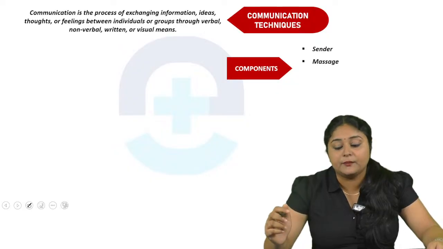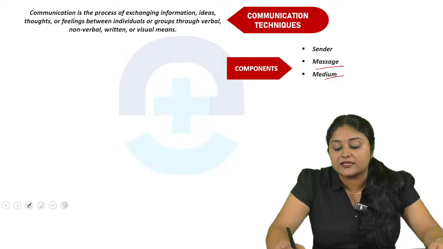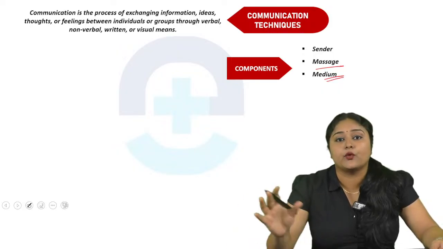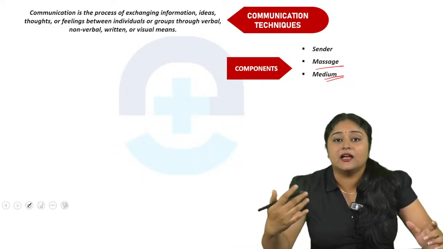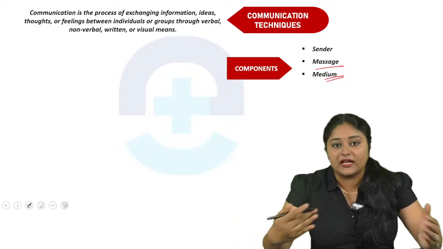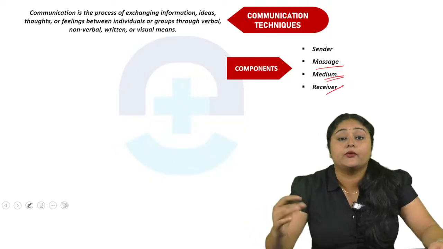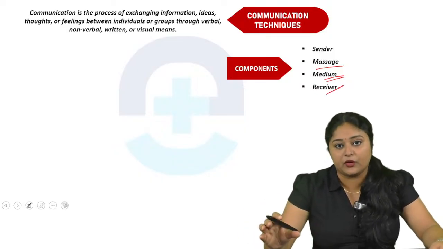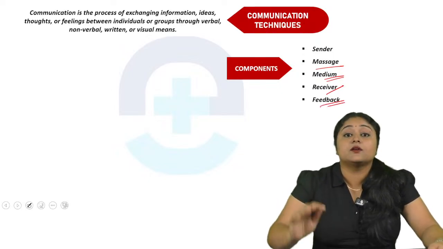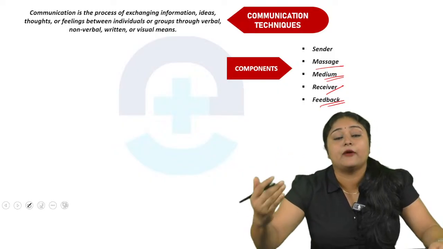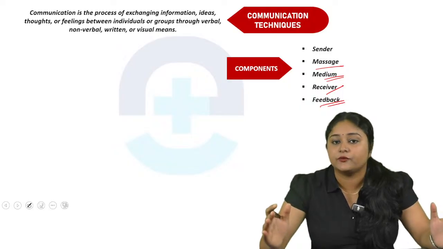First is the sender, means who is sending this message. Then message means the information. Next one is the medium, through which it is going to pass, either through social media or orally, as well as a face-to-face conversation, anything. And next one is the receiver, who is going to receive that particular information, for example the patient. Okay, so after that, feedback. From the patient we have to take the feedback whether that information is going to be effective for them or not.